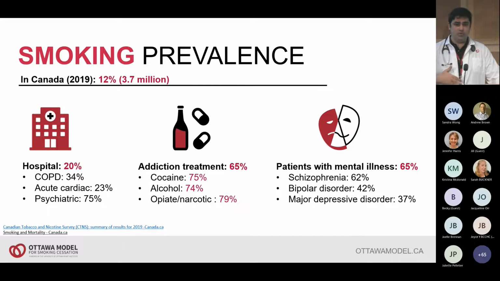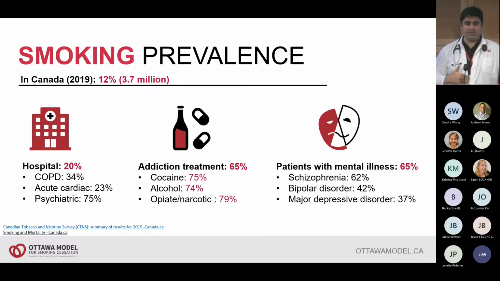Within our hospitals, we know that about 20% of people presenting are smokers, and that number is much higher among those admitted for COPD exacerbation, active cardiac disease, and certainly psychiatric disease. Cigarettes can be used almost like a bargaining chip with patients in some of our facilities, so we need to be mindful of having tailored approaches to these different groups. The same approach that may work for a cardiac patient may not work for patients in a psychiatric institution.